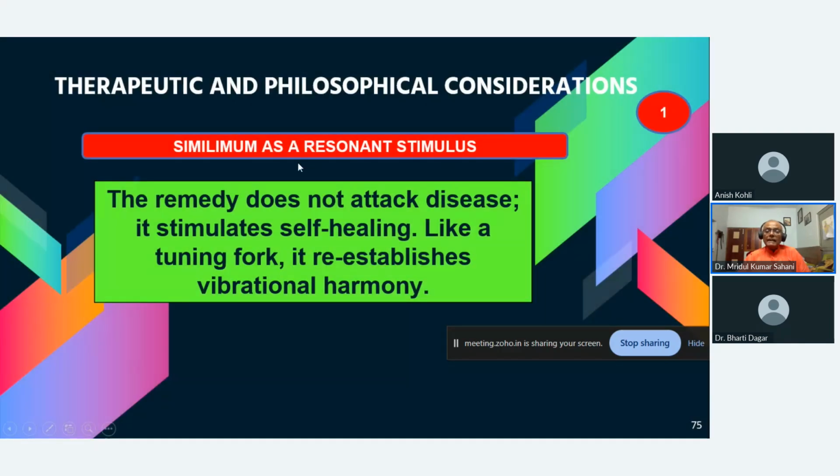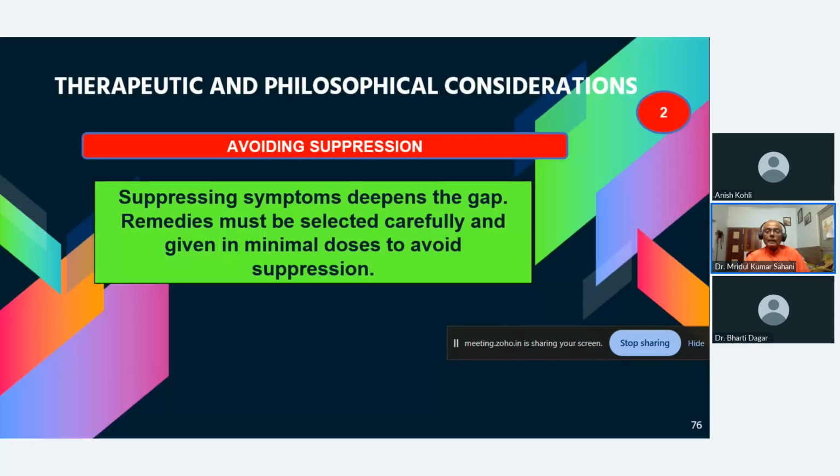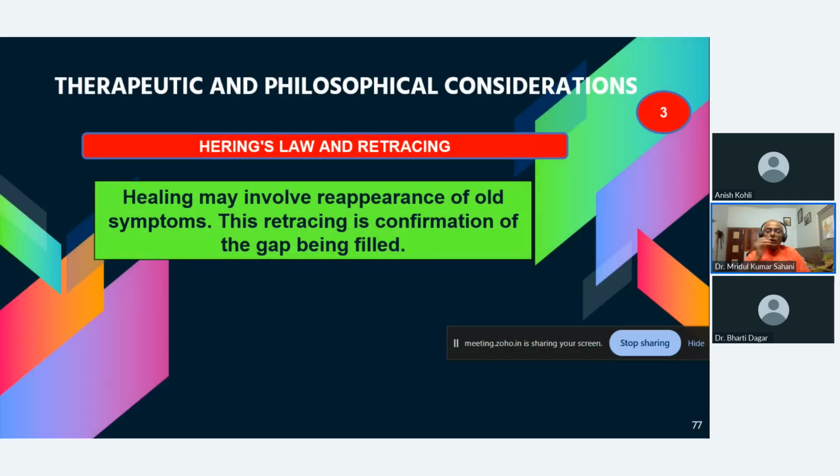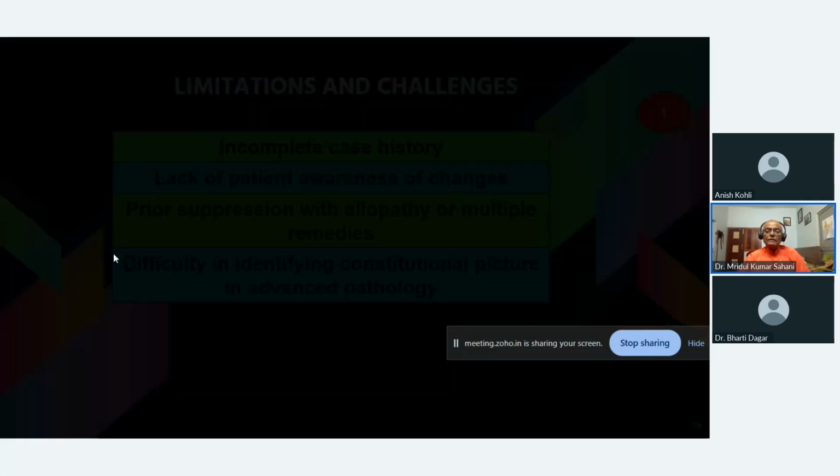Then the simillimum as a resonant stimulus. The remedy does not attack the disease; it stimulates self-healing like a tuning fork. It reestablishes the vibrational harmony. Then avoiding suppression. This is also important. Suppression deepens the gap. The remedy must be selected carefully and given in minimal dose to avoid suppression. Then Hering's law and retracing. We have already discussed it, and we have to understand it and follow it properly.